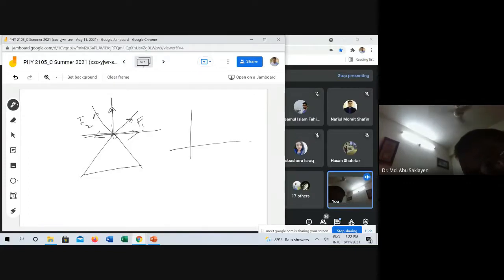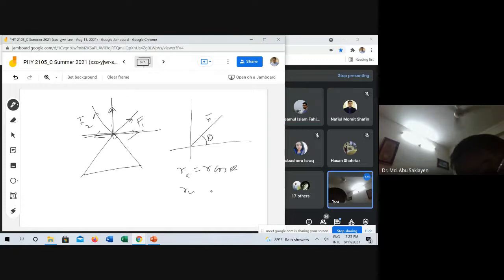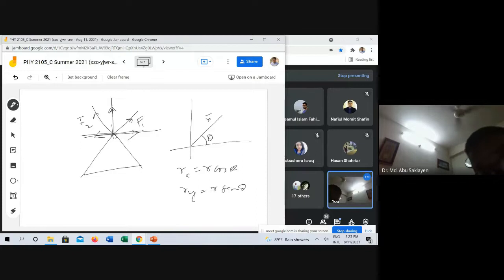So this is a vector r, the angle is theta. It has two components, meaning it has direction in both axes, right? That means x equal to r cos theta, and y equal to r sin theta. You know this, right? So for F1, this angle is 60 degrees because it is an equilateral triangle.